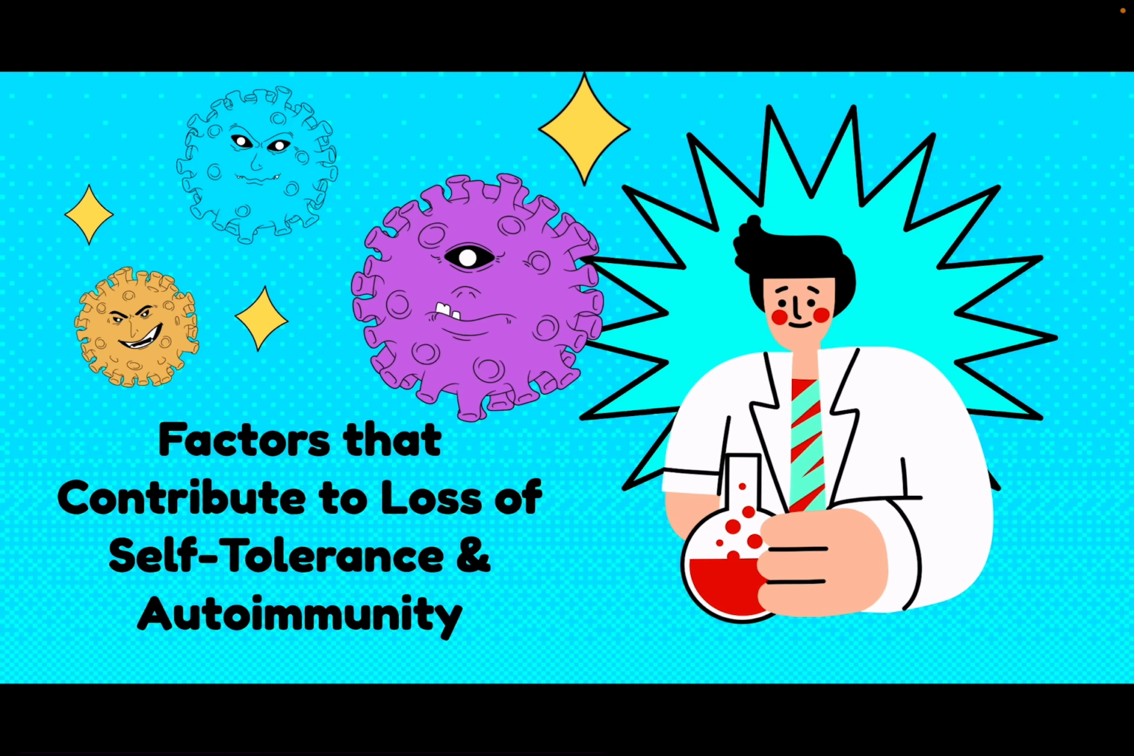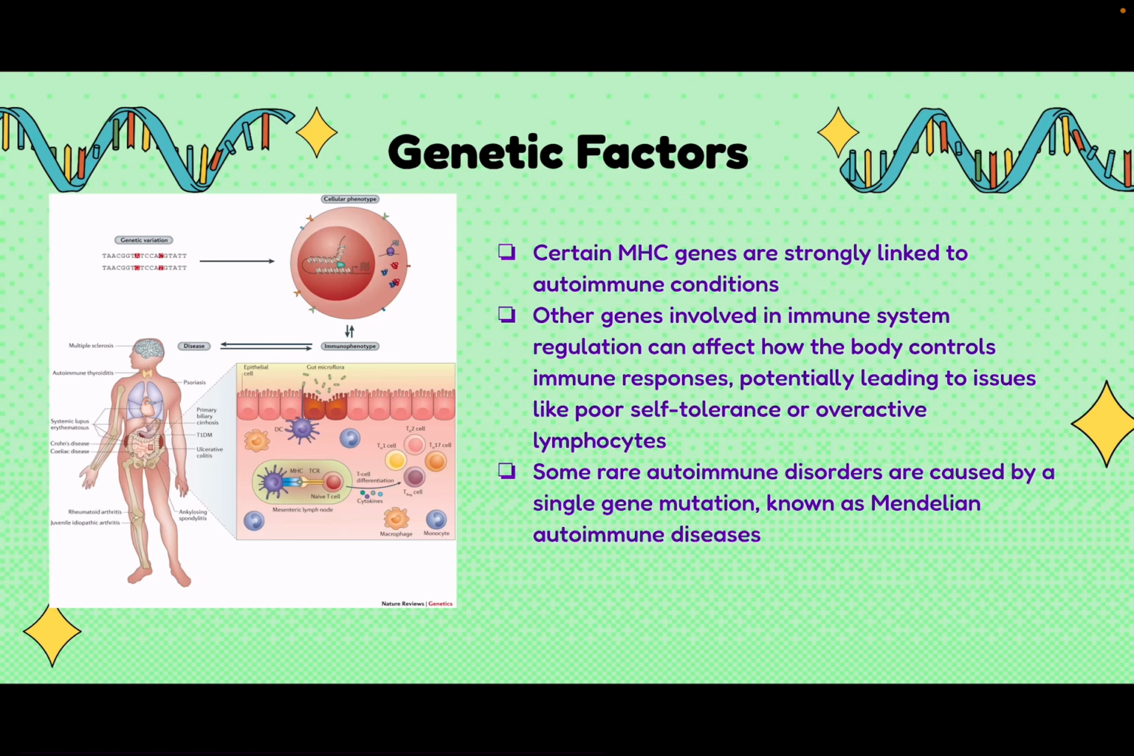So, what are the factors that may contribute to the loss of cell tolerance and autoimmunity? First, we have genetic factors, and there are certain MHC genes that are strongly linked to autoimmune diseases. Other non-MHC genes, such as those that regulate immune activation, can also increase risk of loss of self-tolerance or abnormal activation of lymphocytes. Some rare diseases come from a single gene mutation, known as the Mendelian autoimmune disorders.